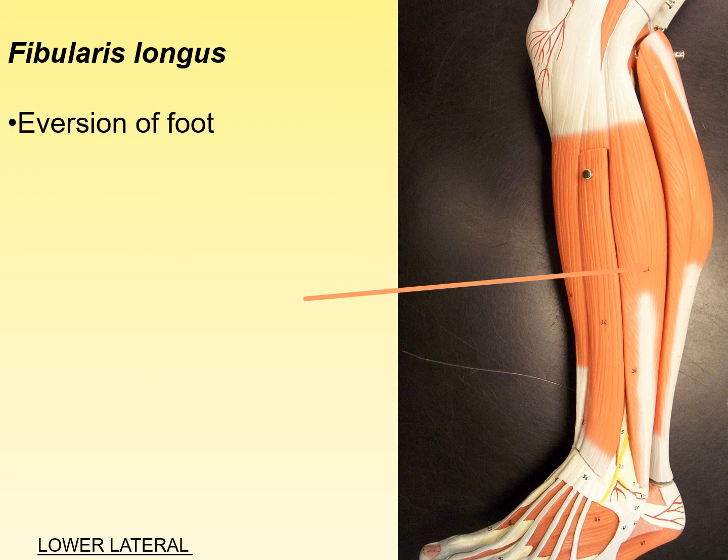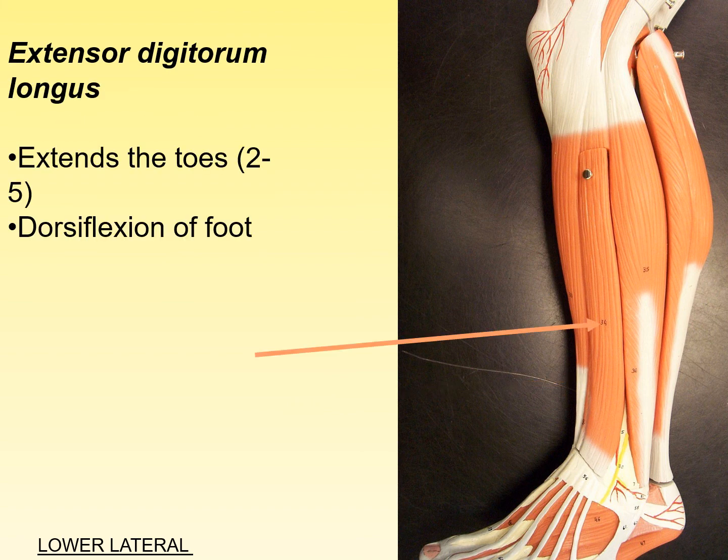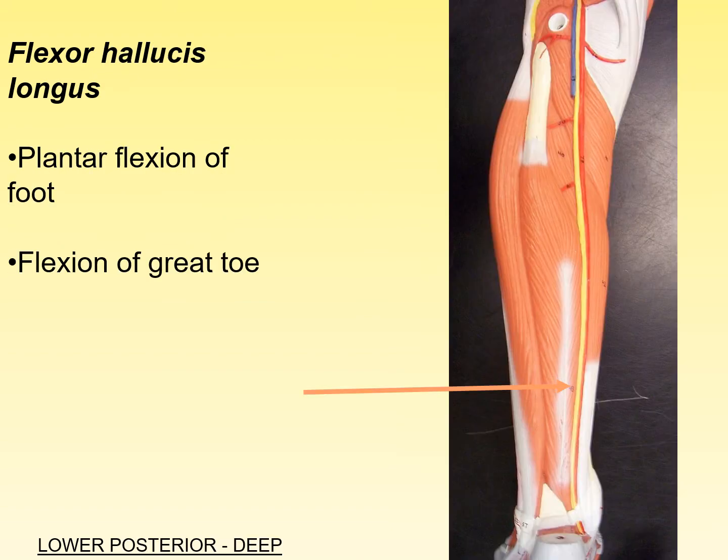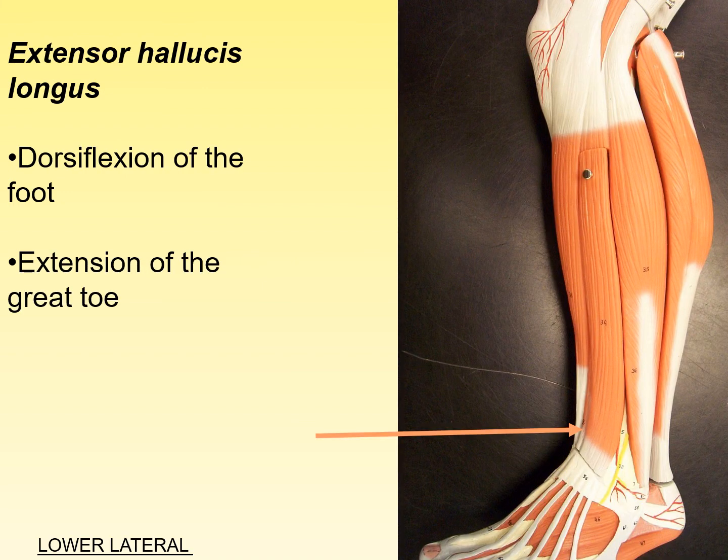Fibularis longus is for eversion of the foot. Fibularis brevis also. Remember that a lot of muscles do attach to the fibula. The extensor digitorum longus helps to extend the toes. Flexor digitorum longus, once again, helps to flex the toes and plantar flexion of the foot. Flexor hallucis longus also is involved with plantar flexion and also flexion of the great toe, which is known as the hallux. Extensor hallucis longus, extension of that great toe, and dorsiflexion.